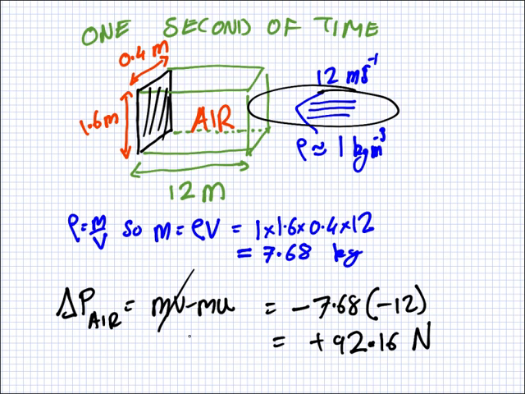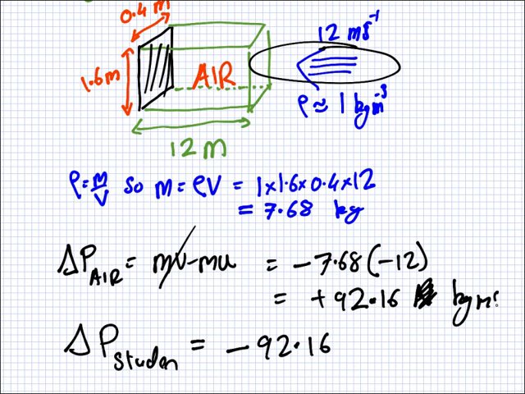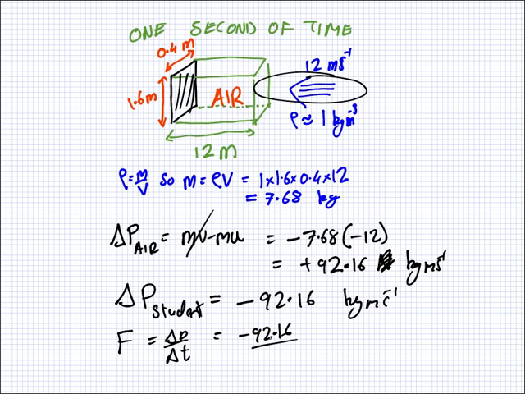This again is Newton's third law. So, this air gained momentum, so the student will have an equal and opposite minus 92.16. Oh, sorry, I wrote Newton's here. Kilogram meters per second. Right, so finally, what's the force on the student? We can use F equals delta P over delta T. The delta P is minus 92.16 and the delta T is 1.